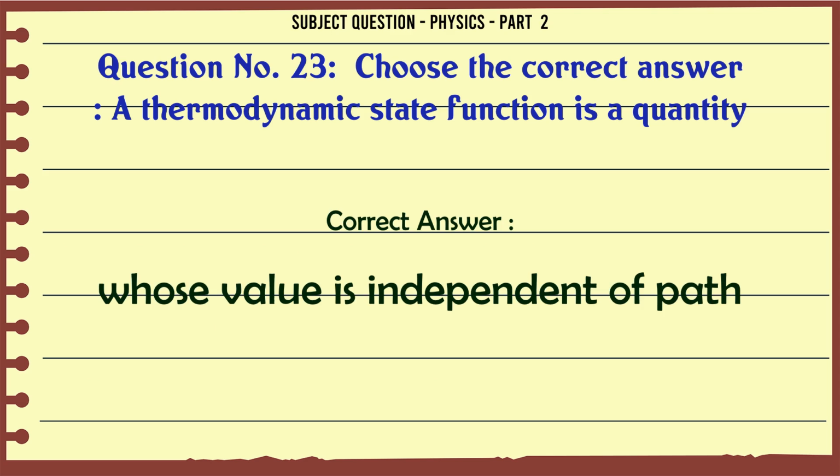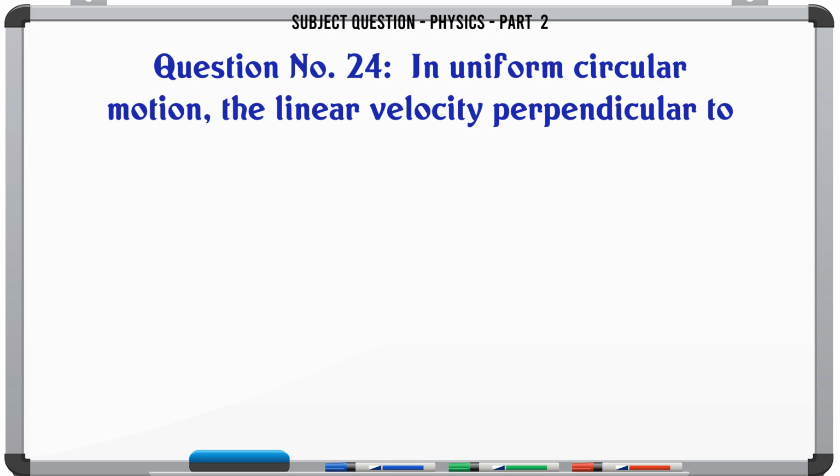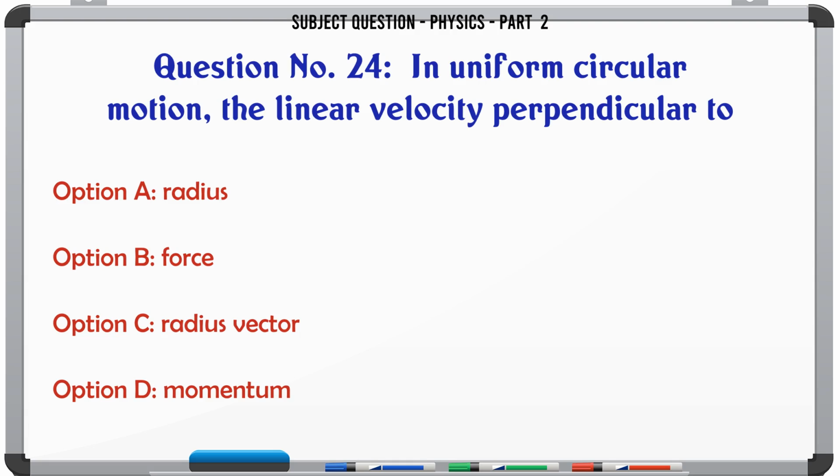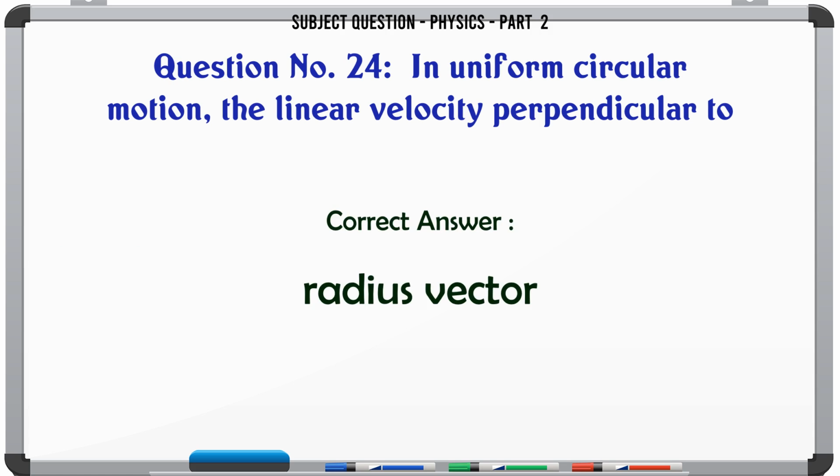The correct answer is whose value is independent of path. In uniform circular motion, the linear velocity is perpendicular to A. radius, B. force, C. radius vector, D. momentum. The correct answer is radius vector.